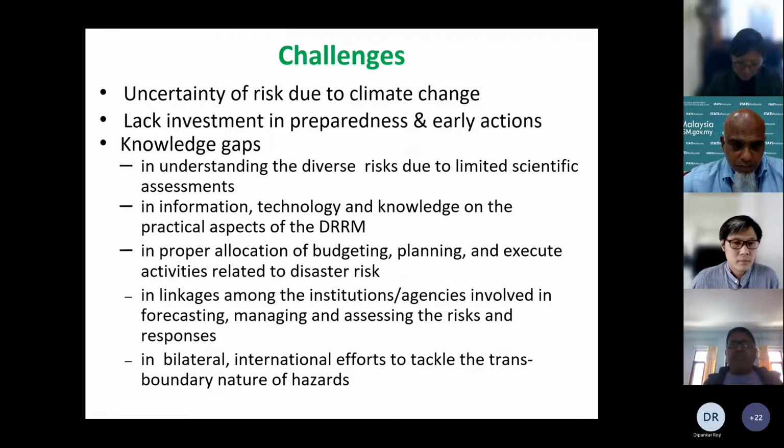So hazards are generally transboundary in nature. So it may require bilateral international efforts with neighboring countries. So these kinds of challenges we are facing.